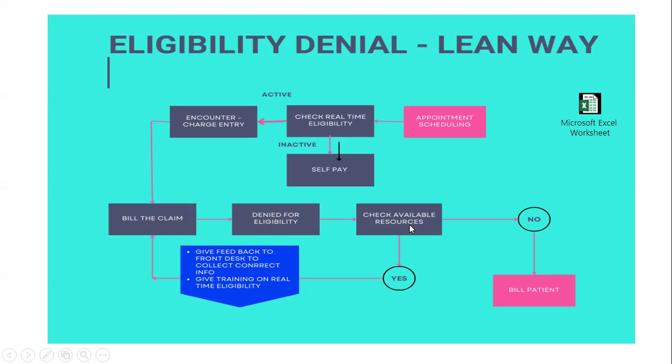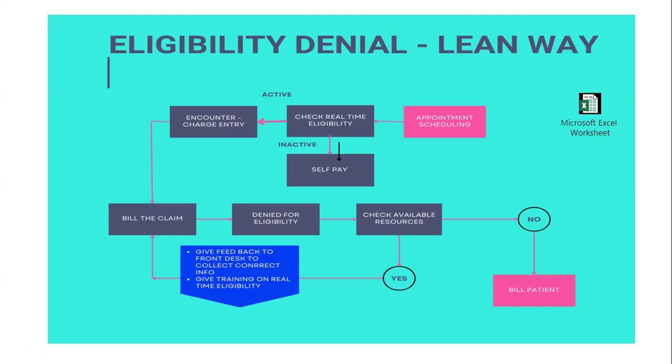For example, I'm billing a claim and I still get a denial for eligibility. What do we need to do? We check the eligibility through the website. But when I get the response, what do we need to do? This is a very important part in Lean: how we give the feedback loop. Give the feedback to the front desk people and collect the correct insurance info. If they start collecting the correct insurance info, we don't get any problem and the claim will get paid. If it is not there, we bill the patient. That's the general scenario.